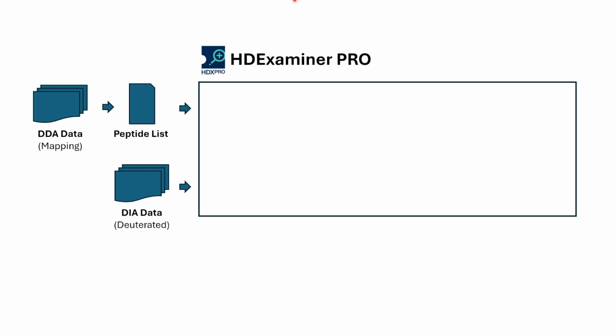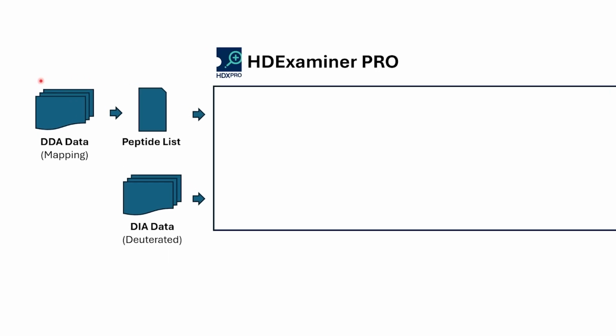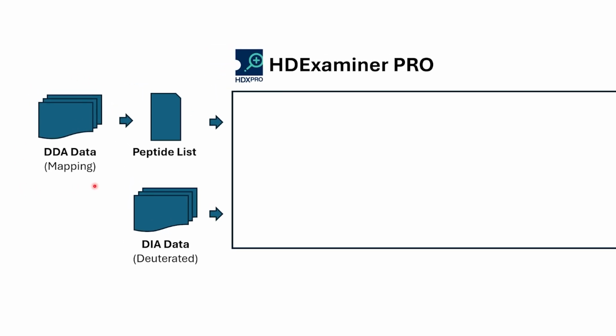The HDX DIA workflow in HDExaminer is not unlike your typical HDX workflow, where you would still acquire a non-deuterated DDA mapping run. This is just to check digestion efficiency and to also ensure that the protein sequence coverage is good enough. From that, you would generate a peptide list that you would supply to your software. And in this case, you would also supply DIA data instead of MS1 only data.